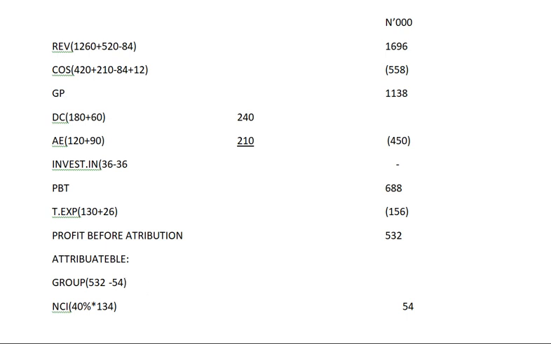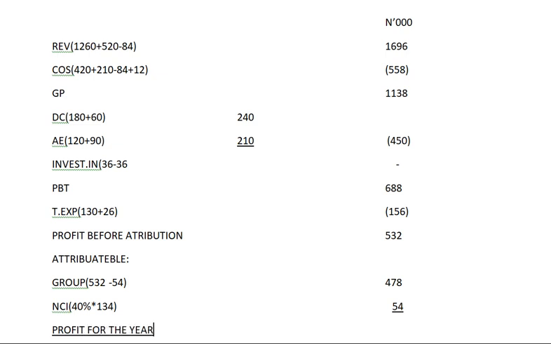So 478, that's what you have, 478. When you add this 54 to it, that will now give you the profit for the year. Profit for the year.